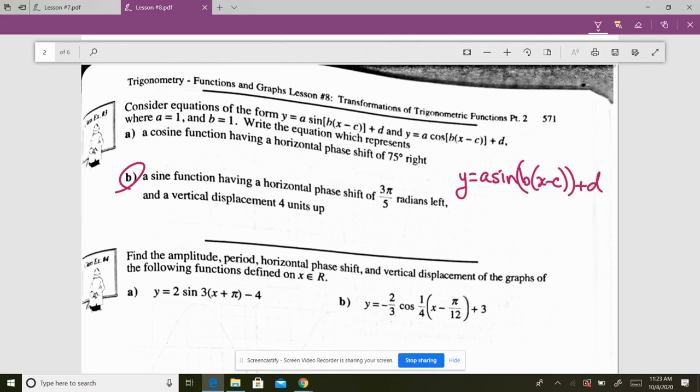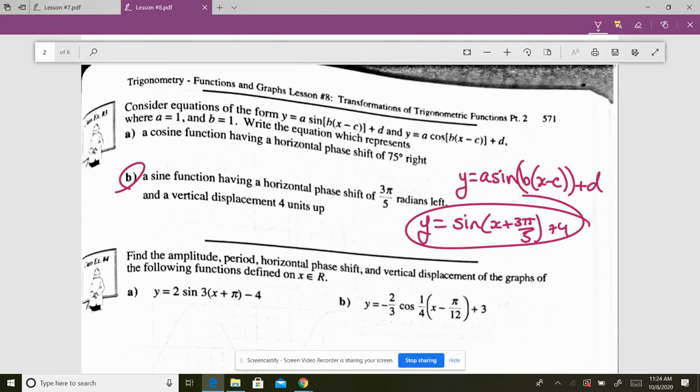So what is my equation? I'm not worrying about A and B because I haven't said anything about those, so we just assume they're 1. So we're just talking about C and D. What is the equation for this graph? Sine of what if we've gone left? There you go, x plus 3 pi over 5. And we've gone 4 units up, so we tack on a plus 4. That's it. Okay.